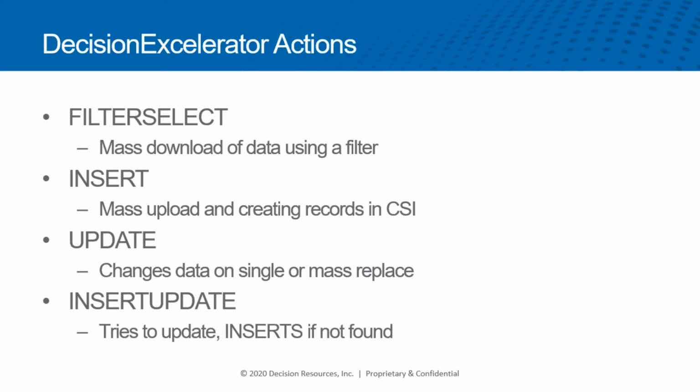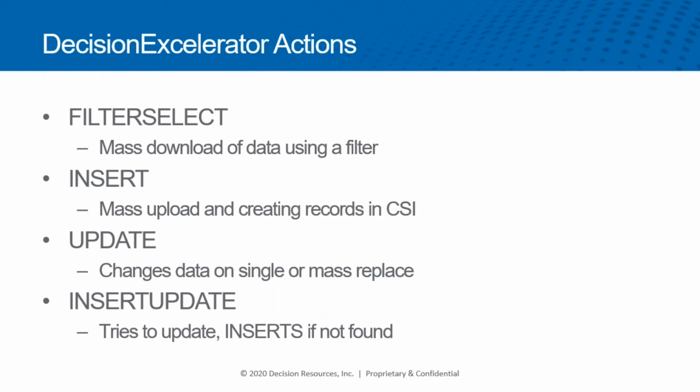Decision Accelerator has some standard actions, and we're going to go through these today and watch them in the demo. The first one, probably the most common, is filter select. It mass downloads data using a filter. So it'll attach to whatever Cloud Suite or Sightline site you have using the configuration name and the credentials, and it'll pull that data down. Insert will mass load much, much faster than paste rows append because it's not going through the form logic and validation. It also can access many fields and things that are in the database or in the IDO that the form may not have available.